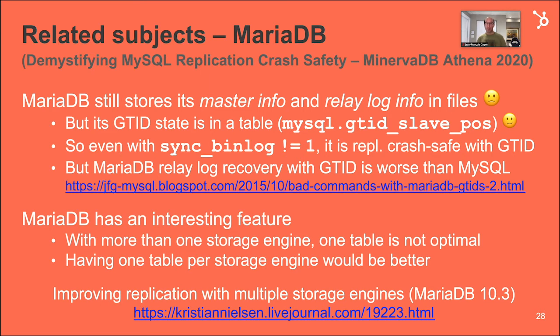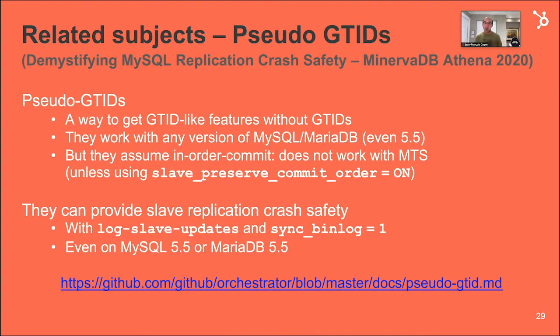But MariaDB has a very interesting feature. If you're running with many storage engines like InnoDB and MyRocks, it has a GTID table in both storage engines. You can read more about it on the link below. About Pseudo GTID, I'll go very fast on this. If you want a GTID feature without using MySQL GTIDs, you can use Pseudo GTIDs. And you can get replication crash safety with Pseudo GTID if you're always syncing your binary logs and if you do in-order commit. So it's good to know you can use this.